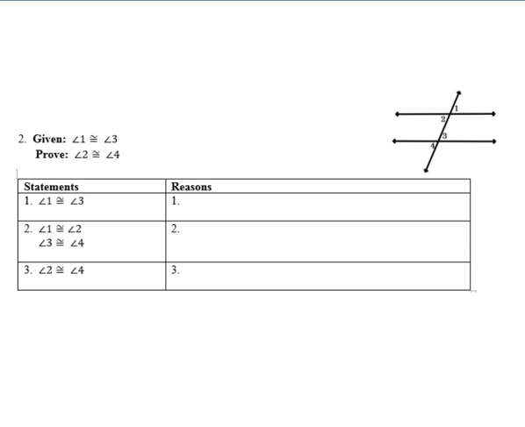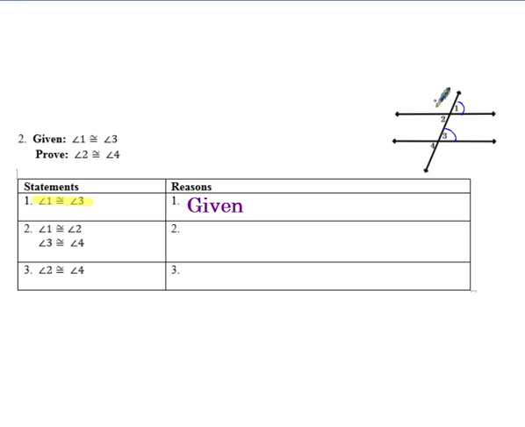Okay, let's take a look at another proof. Given that angle 1 is congruent to angle 3, prove that angle 2 is congruent to angle 4. So, in this diagram, we know that 1 is congruent to 3. So that is my given. So now the next step says that 1 is congruent to 2 and 3 is congruent to 4.